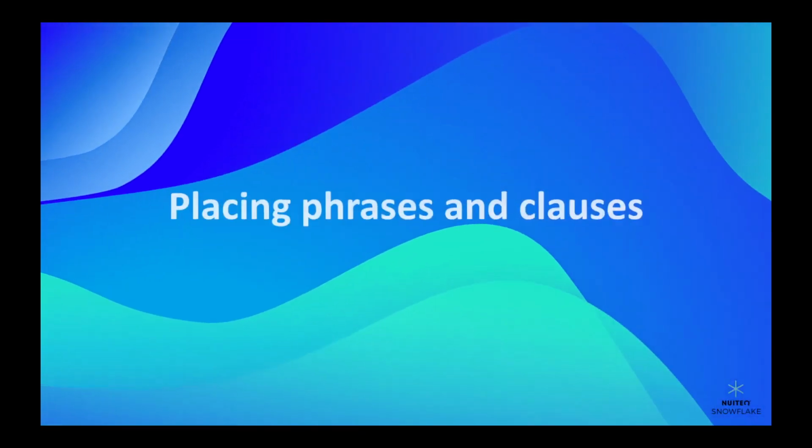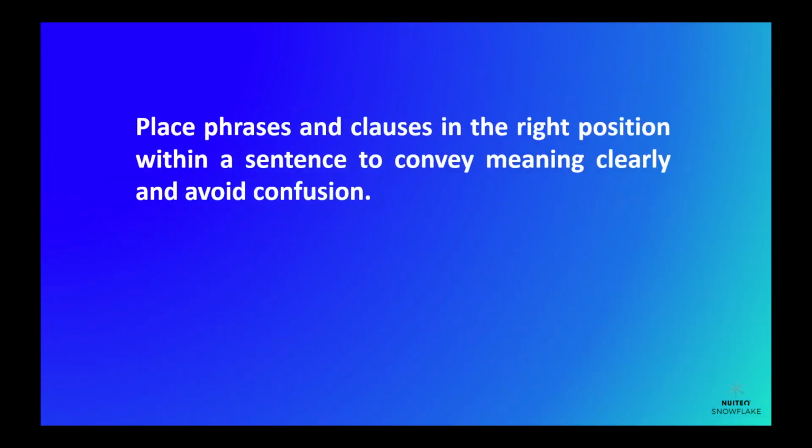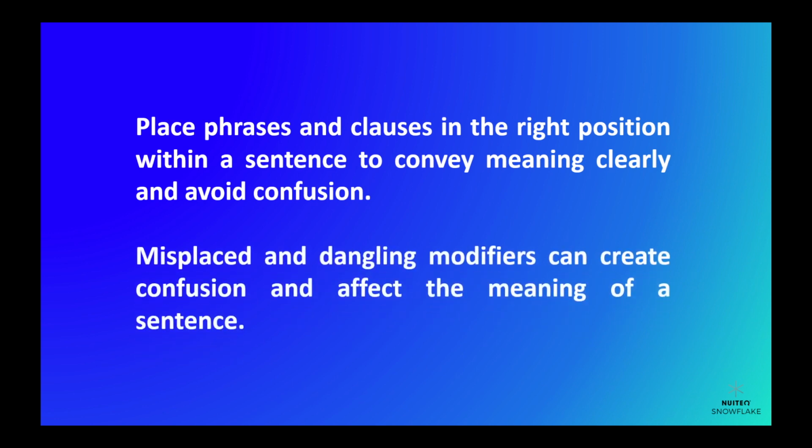Placing phrases and clauses. Placing phrases and clauses in the right position within a sentence is important to convey meaning clearly and avoid confusion. Misplaced and dangling modifiers can create confusion and affect the meaning of a sentence. Here are 3 examples of how to place phrases and clauses correctly.